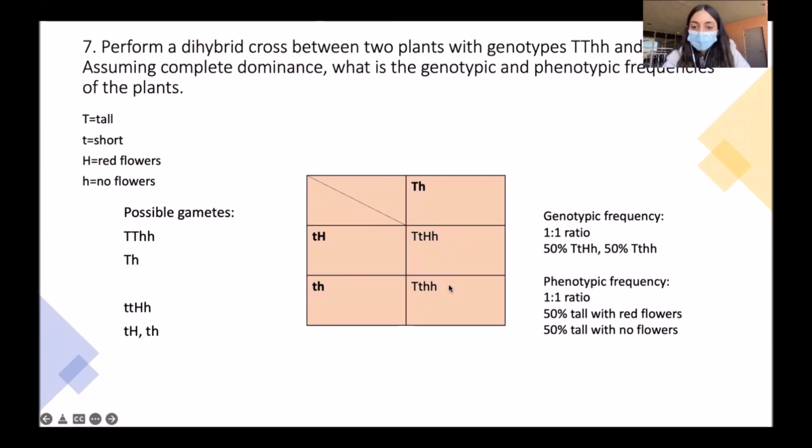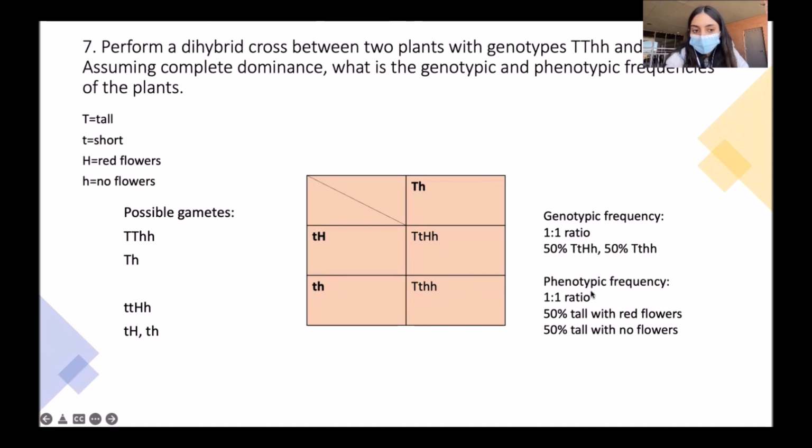And then for phenotypes, we're going to have still 1-to-1. And that's because 50% is going to be tall with red flowers, because it's heterozygous and it's complete dominance. So we assume that it's tall and red. And then the other 50% is going to be tall with no flowers. So it's going to be a 1-to-1 ratio.